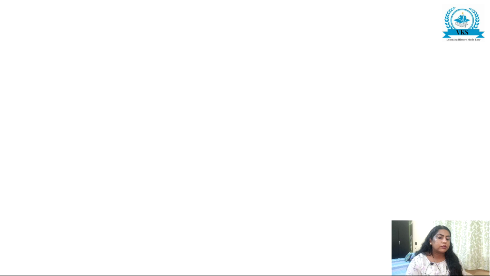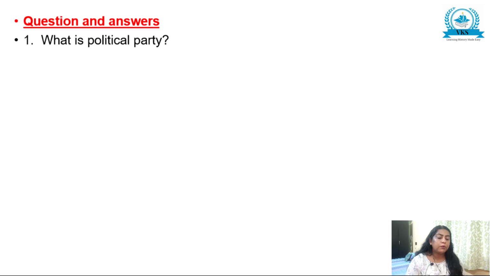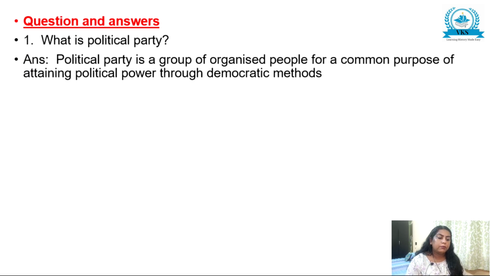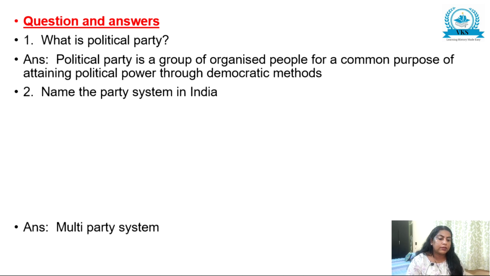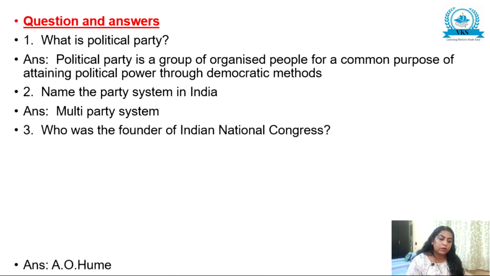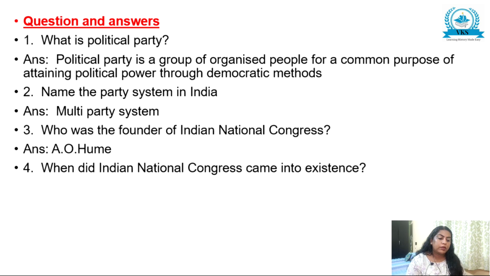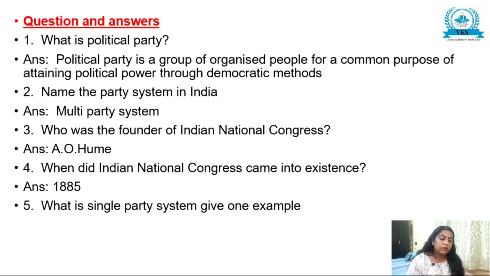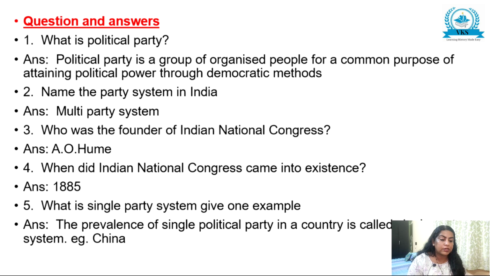So now let us go through some questions and answers. What is a political party? A political party is a group of organized people for a common purpose of attaining political power through democratic methods. Name the party system in India. That is multi-party system. Who was the founder of the Indian National Congress? A.O. Hume. When did the Indian National Congress come into existence? 1885. What is single party system? Give one example. The prevalence of a single political party in a country is called single party system.